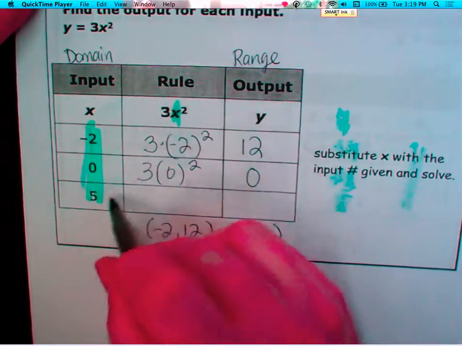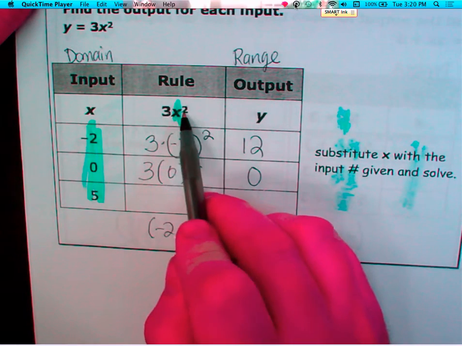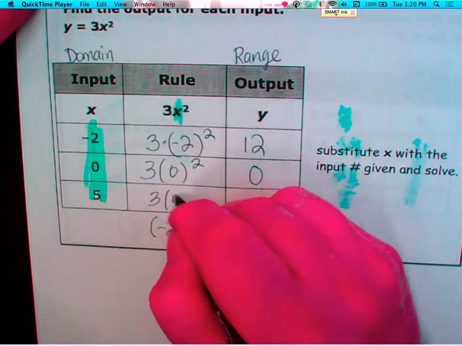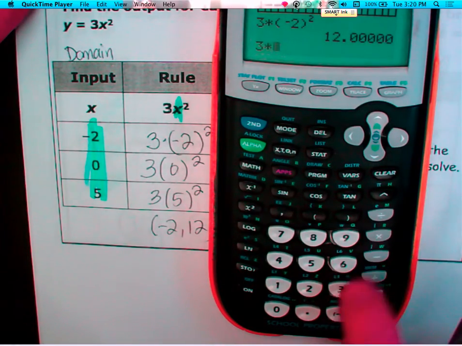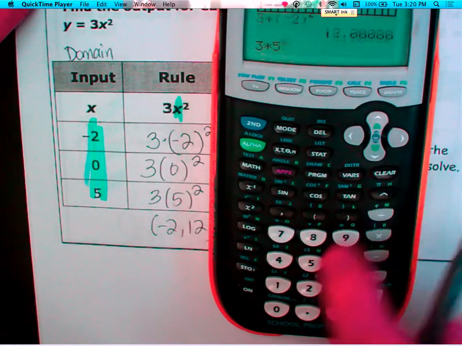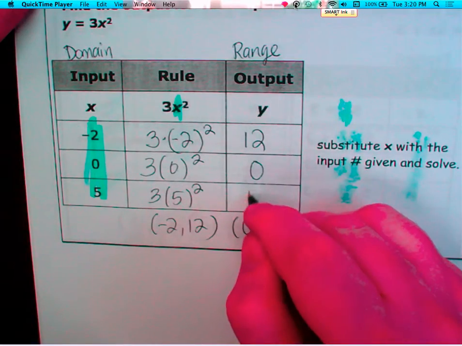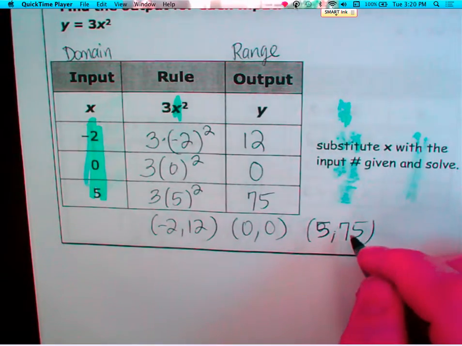And my last one here is I'm going to put a 5 in for my x. So my rule is 3 times x squared. So now my x is 5. So it's going to be 3 times 5 squared. And I can put that in my calculator. 3 times 5 squared gives me 75. So my ordered pair there is 5, 75.